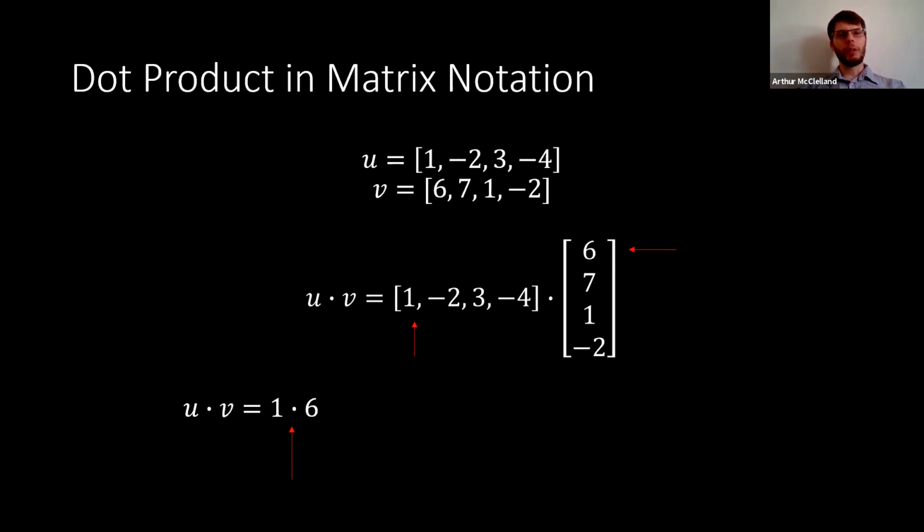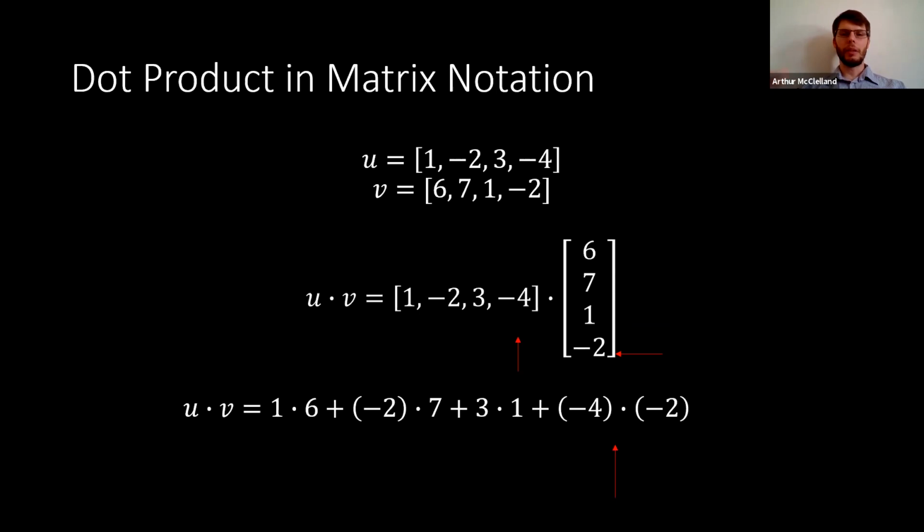In matrix notation, we transpose one of the vectors so it's vertical. So we have a horizontal times a vertical, and we multiply the first elements together. So 1 times 6, and then we add the product of the second elements, so -2 times 7. Then we add the product of the third elements, 3 times 1. And we add the product of the fourth elements, -4 times -2. And we get our scalar, it's 3.